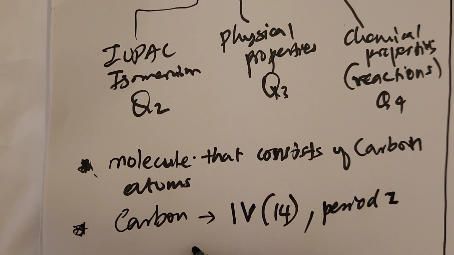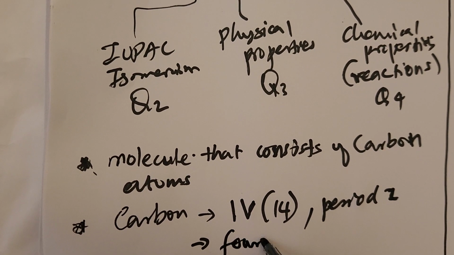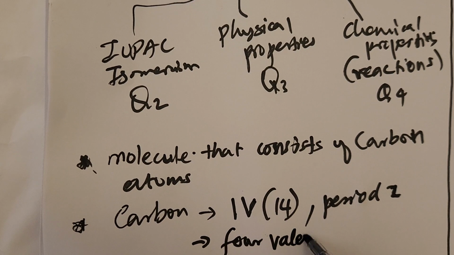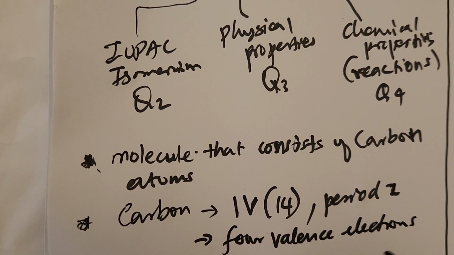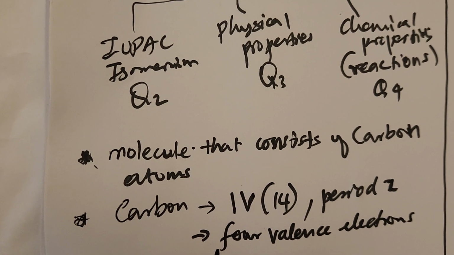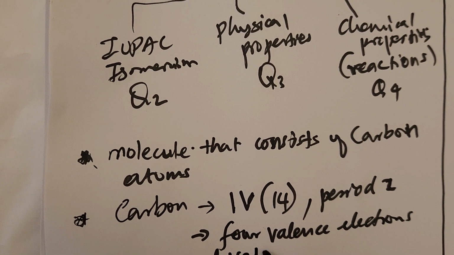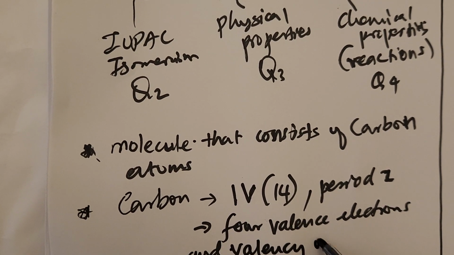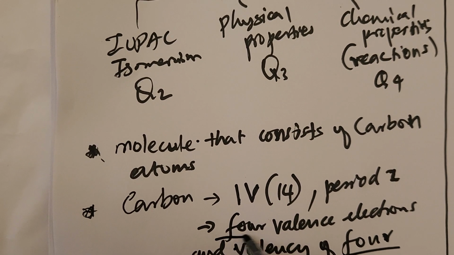Now this carbon has 4 valence electrons. Very important, 4 valence electrons. And on top of that, it has the valency of 4. Now the 4 appears twice.